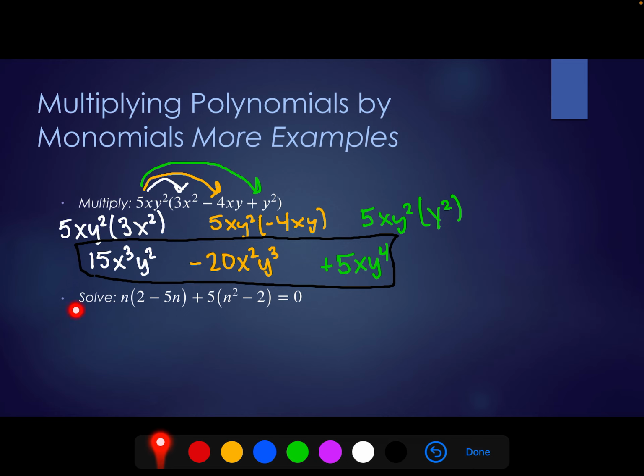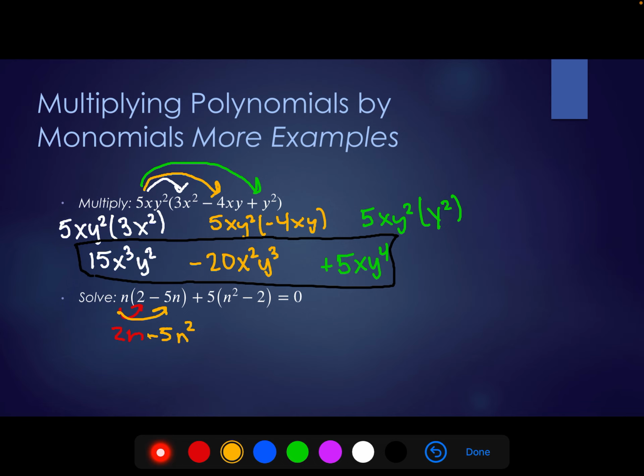Now let's take a look at this last example. Here, we have to use our distributive property, but then we have to solve for what our variable n is equal to. So let's go ahead and take a look. First, same thing. We're going to distribute in each of these sets of parentheses. So we have n times 2. That gives us a 2n. We have n times a negative 5n. Well, that's equal to a negative 5n squared.